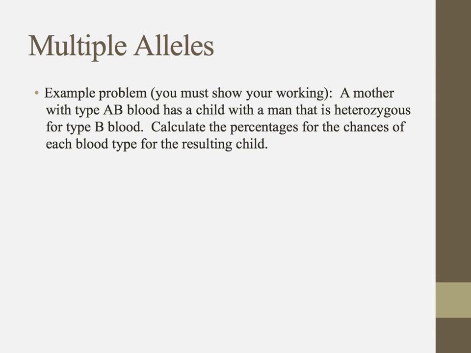All right, so let's look at a problem involving blood type. I have a mother with type AB blood who has a child with a man that is heterozygous for type B. Okay, so heterozygous. Well, let's set up my Punnett square.